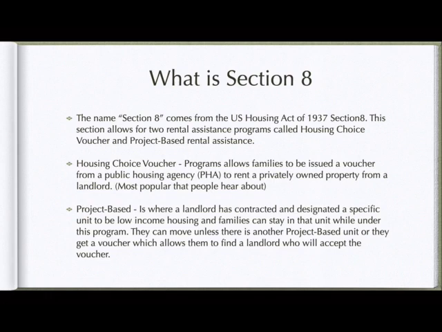Now, the other program is project-based. This is where the landlord is contracted with a specific unit. To give an example, in my area, there's a 15-unit apartment complex that the owner has specifically put as low-income housing. So what happens is that as those units become available, there are waiting lists from Section 8. Section 8 will actually have people waiting to get into these units because the owner has specified that all of the units in this complex will be part of this project-based program. So anytime there's a vacancy, they have another person on the waiting list waiting to move in.